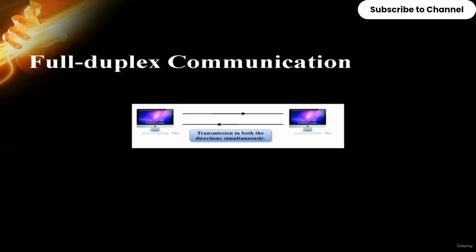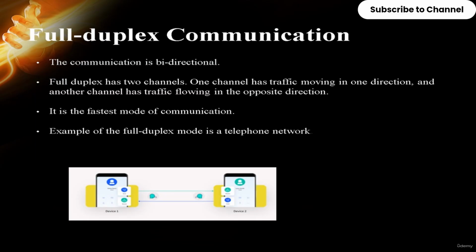Next, if we see full duplex communication, transmission occurs in both directions simultaneously. This is the main advantage of full duplex communication. The communication is bidirectional. What is meant by bidirectional? Bidirectional means the data flows in both directions, right?